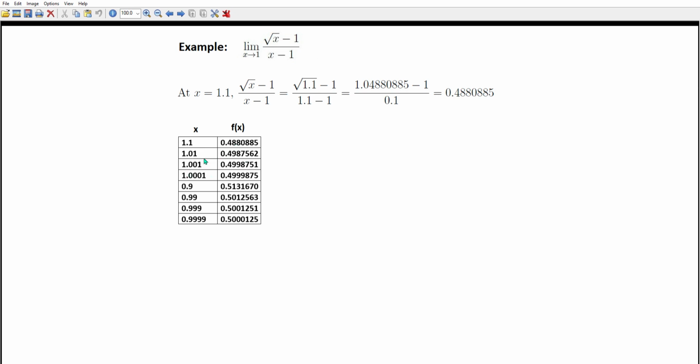And what you can see here is as we move from 1.1 down towards 1, these function values are getting closer and closer to 0.5. When we go the other direction, we start at 0.9. We move up to 0.99, 0.999, 0.9999. We can see that these values are coming down towards 0.5. So it looks like from either direction we're headed towards 0.5, and that's what we think the limit is.